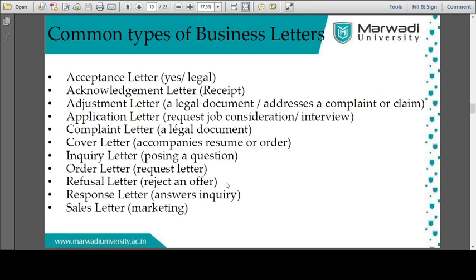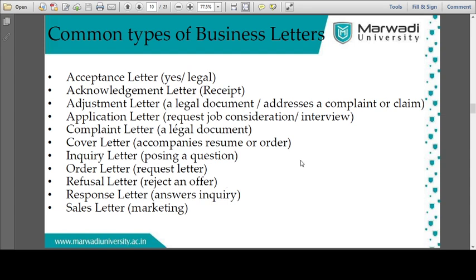For example, to inform, to inquire, to request, to complain, to congratulate, to sell a product, service, or scheme, to order something, to collect dues, to make an adjustment, or to apply for a job. So these are the purposes for which we are writing formal letters.